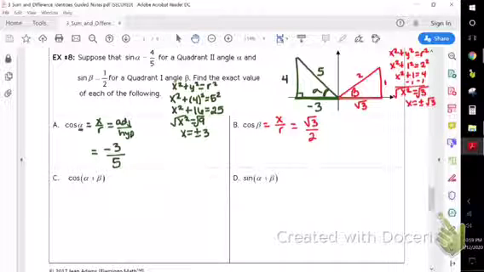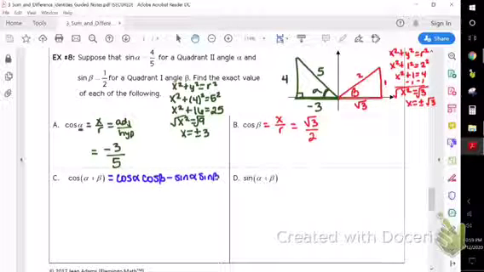Now, why would they want us to find those? Because when we do C and D, we're going to need those values. So instead of having to find them at that time, they let us find them ahead of time. So look at C. C says we're going to take cosine of alpha plus beta. Well, we know our formula: cosine of alpha times cosine of beta minus sine of alpha times sine of beta.